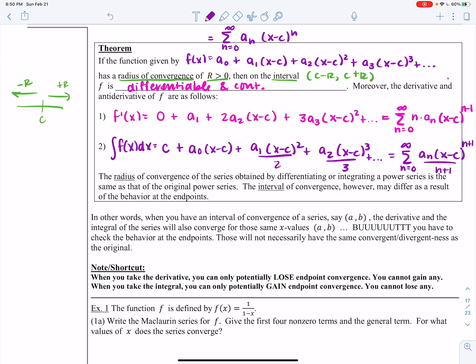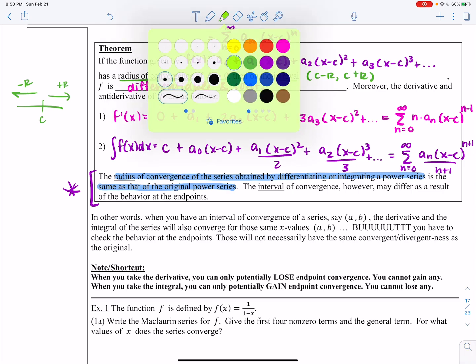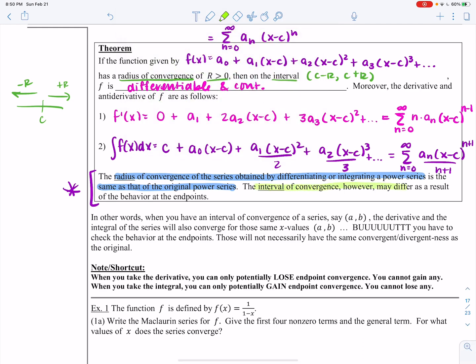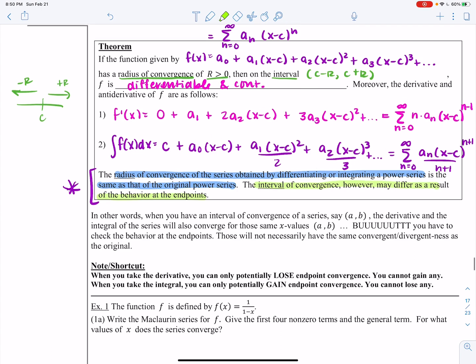And so essentially, we're saying that the radius of convergence of a series obtained by differentiating or integrating a power series is the same as that of the original power series. Holy cow, that's a big deal. That means if I take a derivative or I take an integral, the radius is going to stay the same. But another big deal is that the interval of convergence may differ because of the behavior of endpoints.